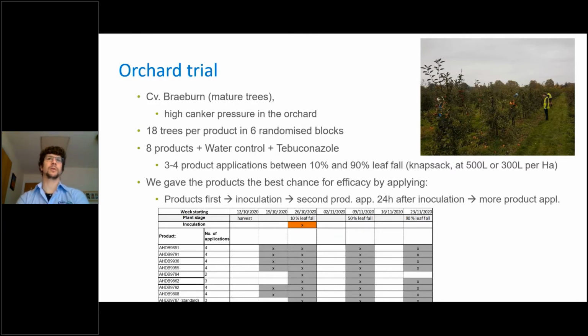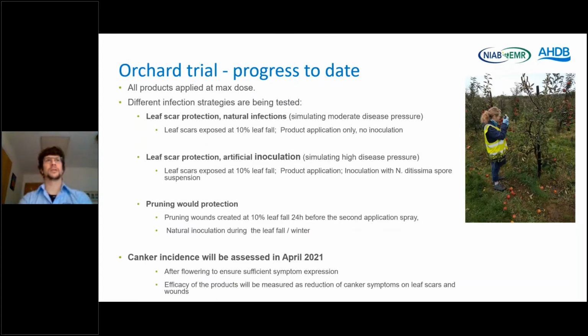So we apply products between 10 and 90% leaf fall, and we gave the products the best chance of efficacy by applying the products first, and then we inoculated the trees, and then straight after inoculation, within 24 hours, we applied the products again, and then in whatever the interval was on the label of the product, we applied the rest of the doses. So hopefully we'll be able to see some results from there. So far we've applied all the products, we've done the inoculations, and now we're waiting to see the results from 3 different assays that we're running in parallel in the same orchard.